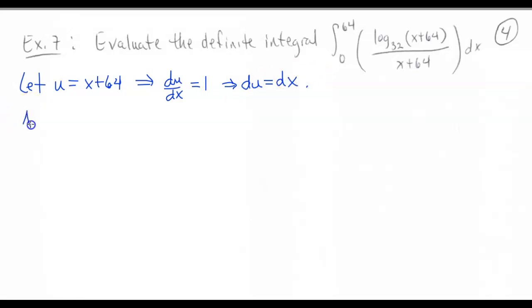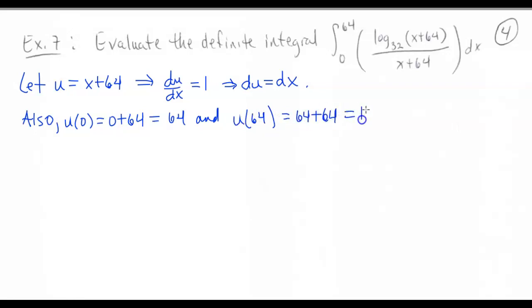So we also know here that if we want to translate our limits of integration from being in terms of x to being in terms of u, then we can say u of 0 is going to be 0 plus 64, which is 64. And u of 64 is going to be 64 plus 64, which is 128.